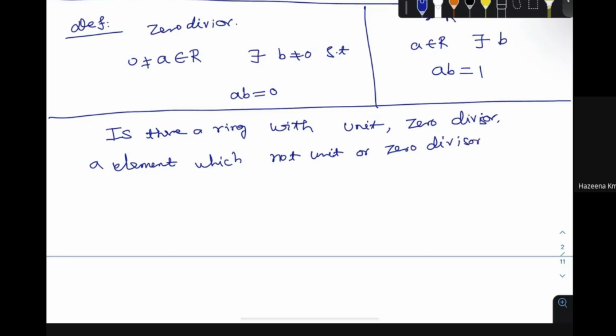Okay, zero divisor. So this is a beautiful question, and this question is asked in many papers in different variations. In part C, they will ask in one of the parts: do you have a ring which has units, has a zero divisor, and has an element which is not a unit and not a zero divisor?